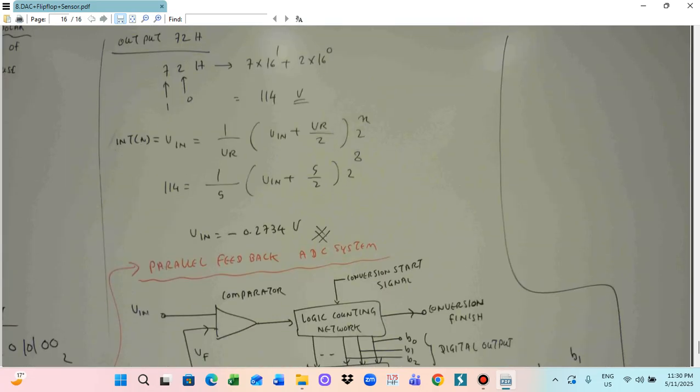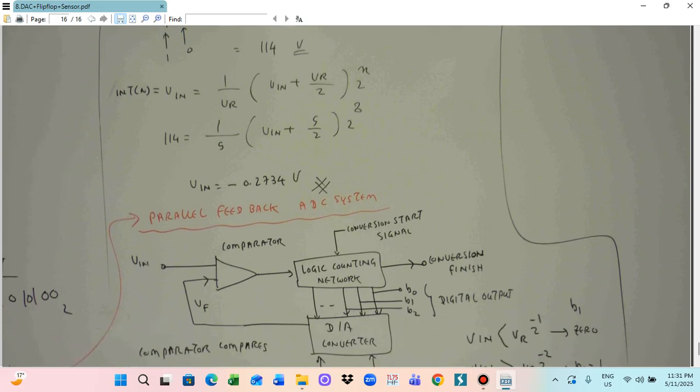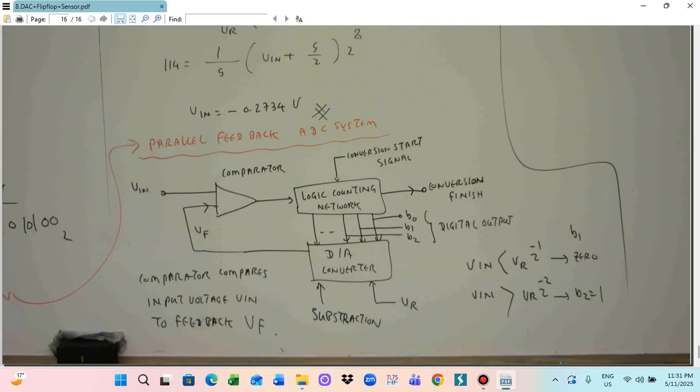For the output 72H, in this case, we convert 72H to the analog value, so 7 multiplied by 16 power 1 plus 2 multiplied by 16 power 0, so you got 114. So the INT N equal to 1 by VR, Vin plus VR by 2 multiplied by 2 power n. So N is 114, 1 by VR is 5, Vin is unknown, and VR is 5 by 2 into 2 power 8. So we got Vin as minus 0.2734 volt. So this is the previous ADC system.